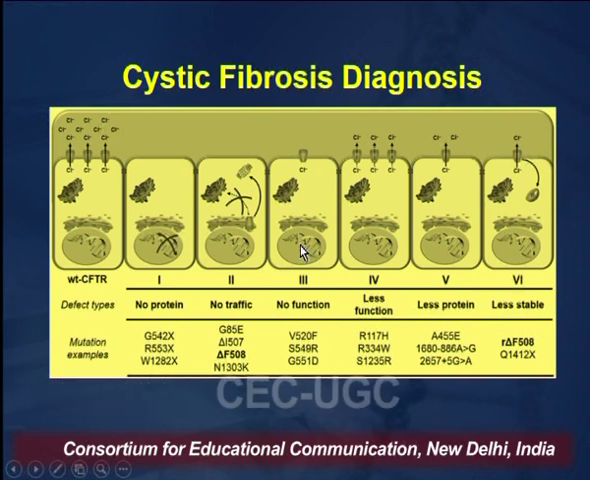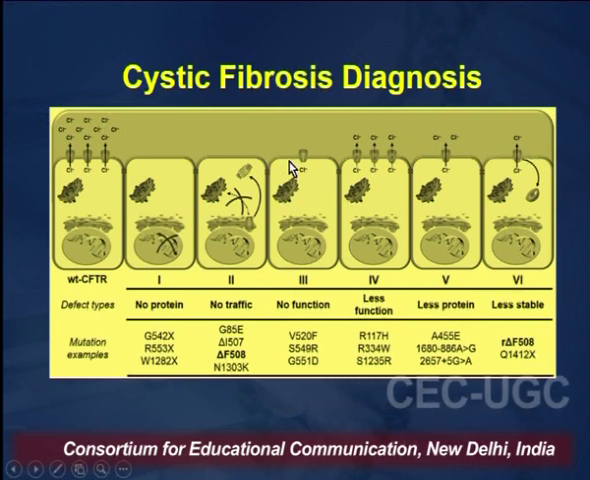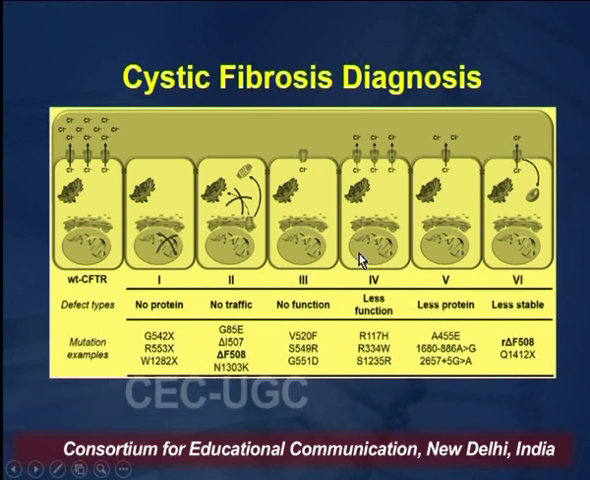So, the protein is formed, it is transported to the transmembrane, but it is not functioning properly. Then these mutations lead to less functioning of the protein molecule. So, as you can see, the CFTR proteins are there, but because of the alteration of certain amino acids, the conduction is not as it is in normal individuals. So, this is again a problem.